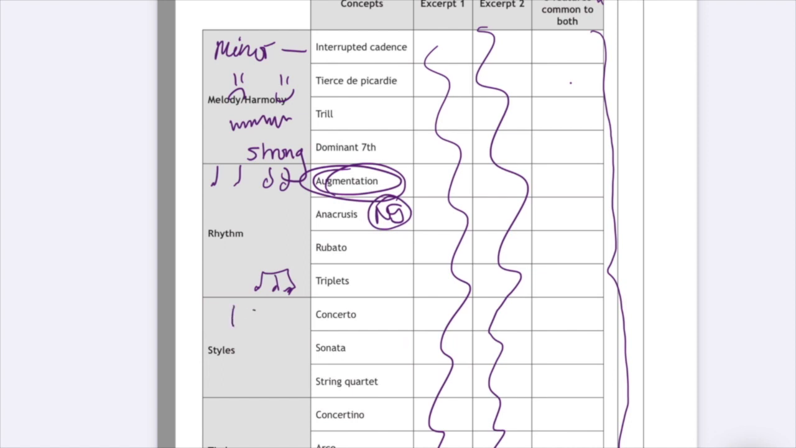Concerto, where we have one soloist playing along with the orchestra. Sonata for solo piano or solo instrument accompanied by piano. String quartet, when we have our 4 string instruments, 2 violins, a viola and a cello. And then finally, concertino, when we have our small group of soloists. Arco, when we're playing with the bow. Or tremolando, when we are shaking the bow.